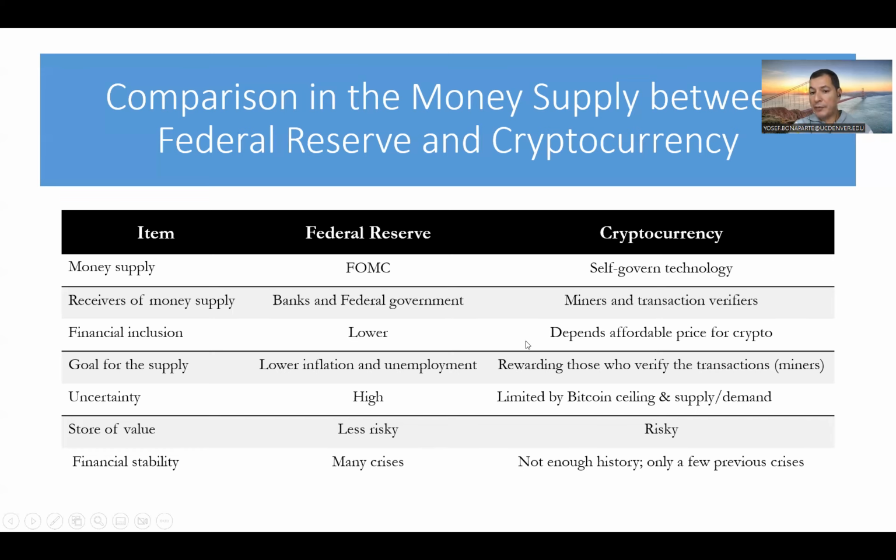In crypto, we don't have enough history to see. We haven't had a crisis. We currently have, in late 2022, the FTX exchange. It's an exchange problem, not a crypto problem, but it has hurt crypto a little bit.